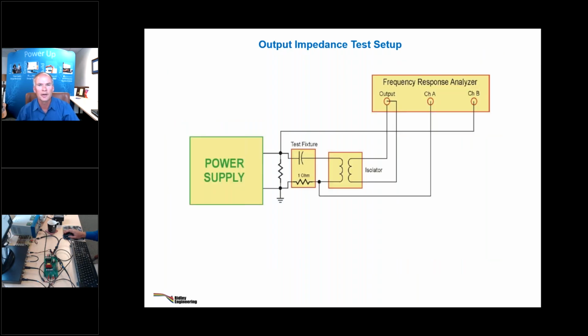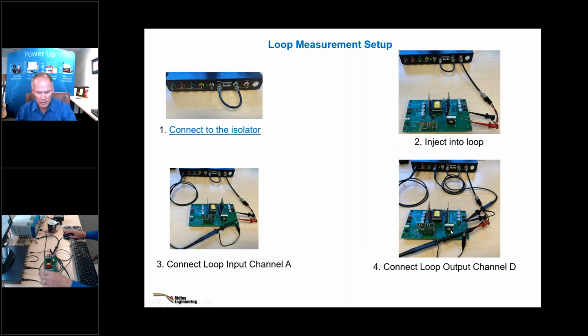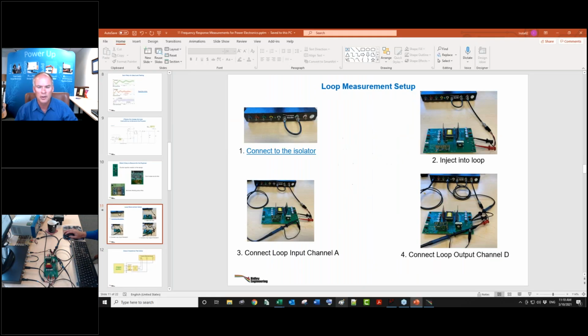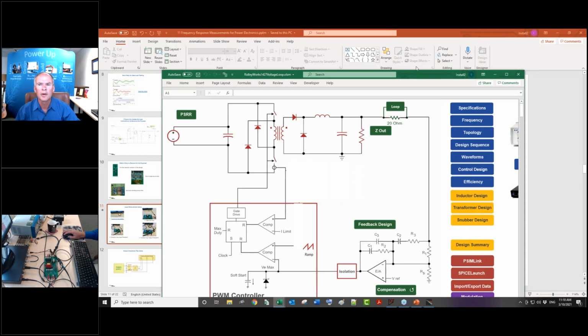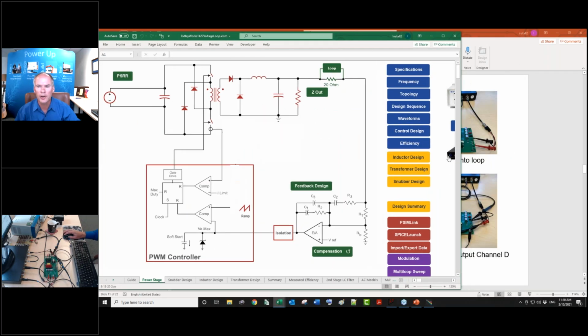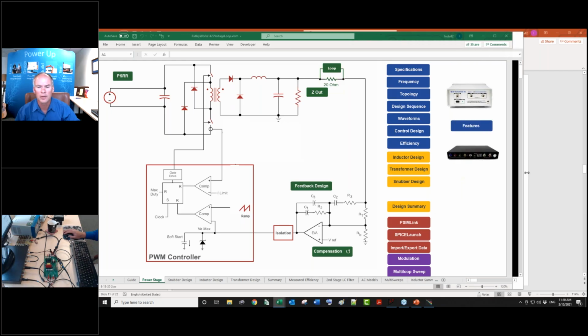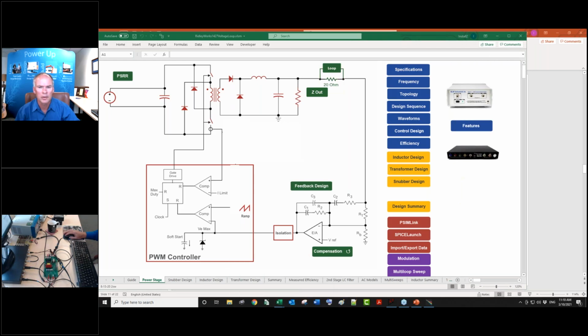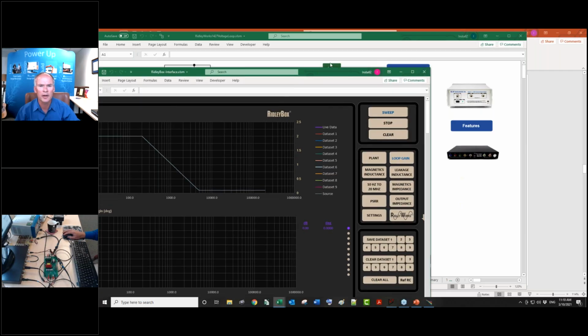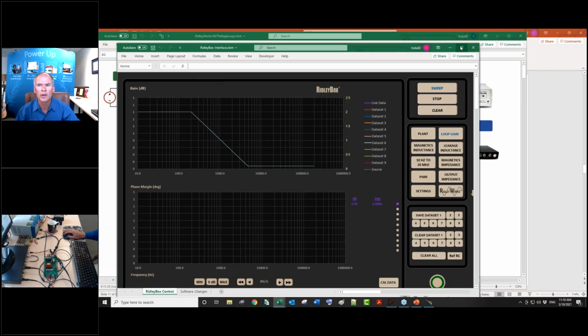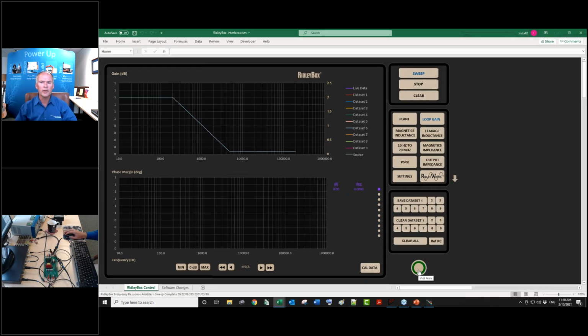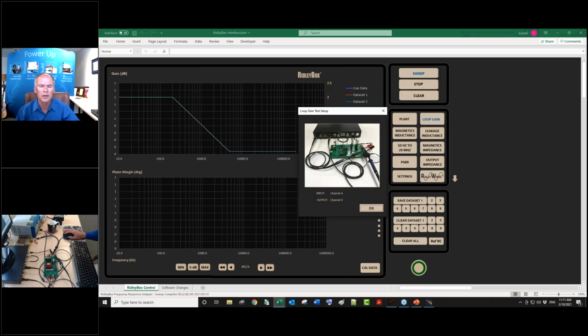All right, there we go. Let's give it a go. Escape. And we're going into our little program here. Let's go right into the analyzer. Okay, so here is our analyzer. And we've got it turned on. And then the first thing you do is you click on loop gain. Use this Ridley Box setup for measuring loop gains.